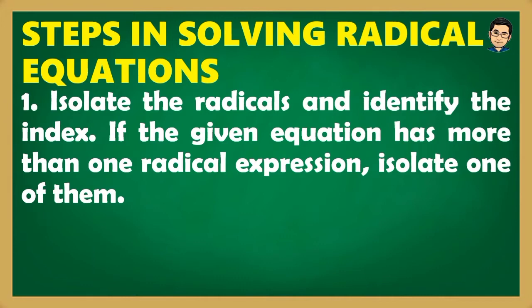For example, square root of a minus square root of b is equal to 0. When we isolate that, it becomes square root of a equals square root of b. So the two radical expressions are now separated. And if there is only one radical expression and a constant term on the left side, we need to remove it and move it to the right side.